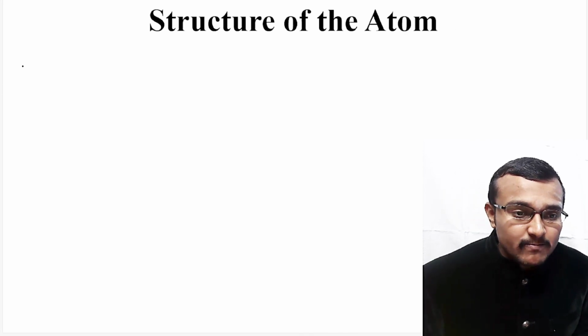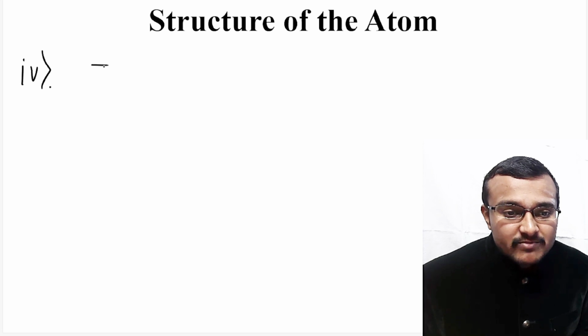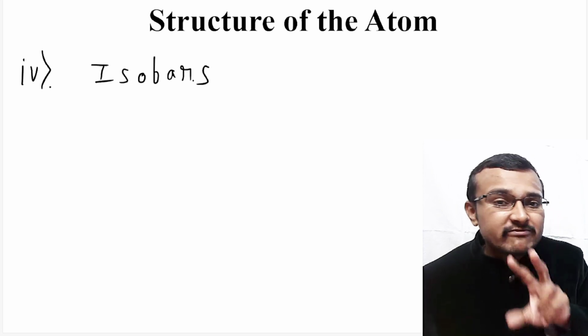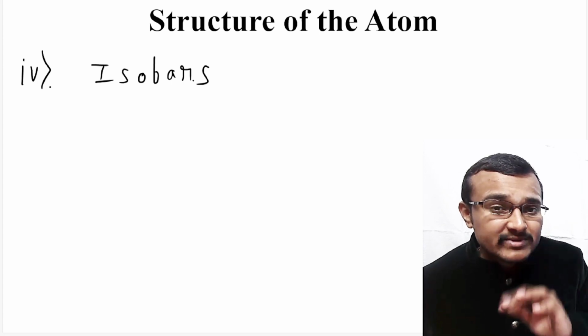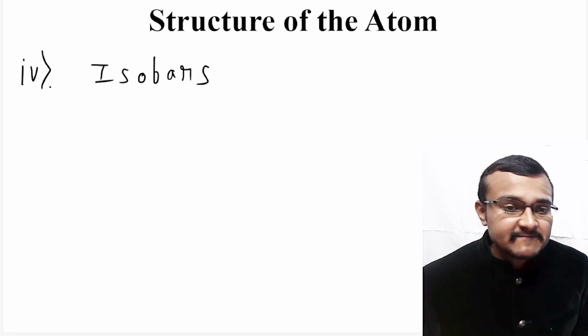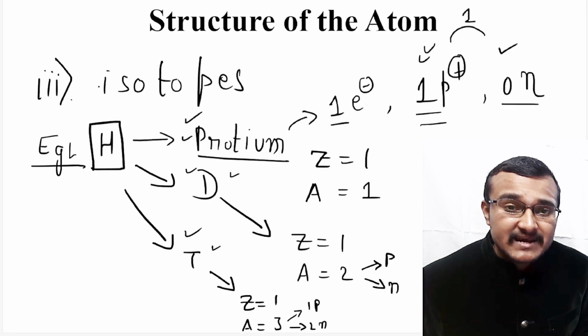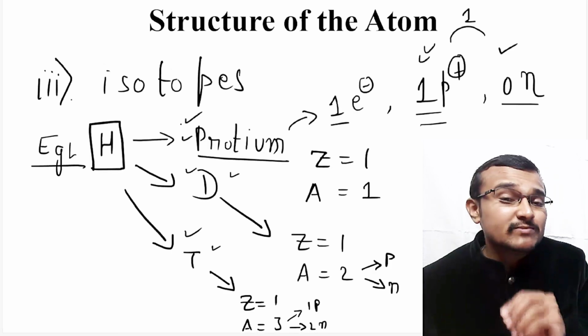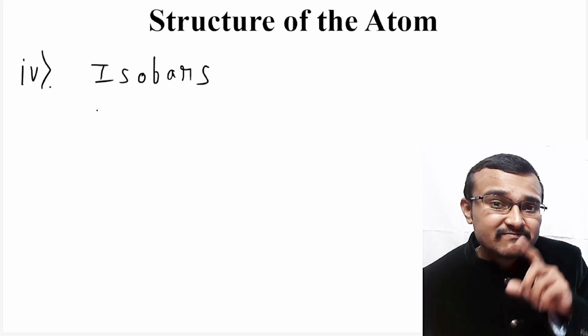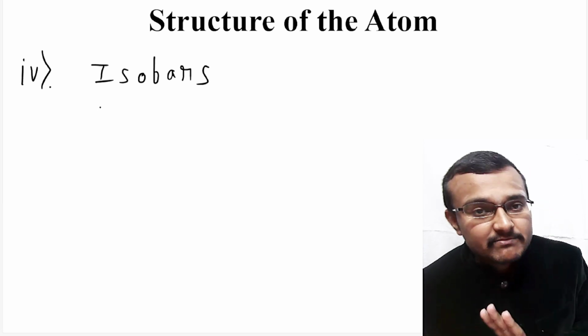So coming to isobars, isobars are those elements where, when you compare 2 different elements, the atomic numbers of those 2 elements will be different but the mass number will be the same. Whereas in isotopes, the atomic number was the same but the atomic mass number was different. But in isobars, the atomic mass numbers will be the same but the atomic numbers will be different.